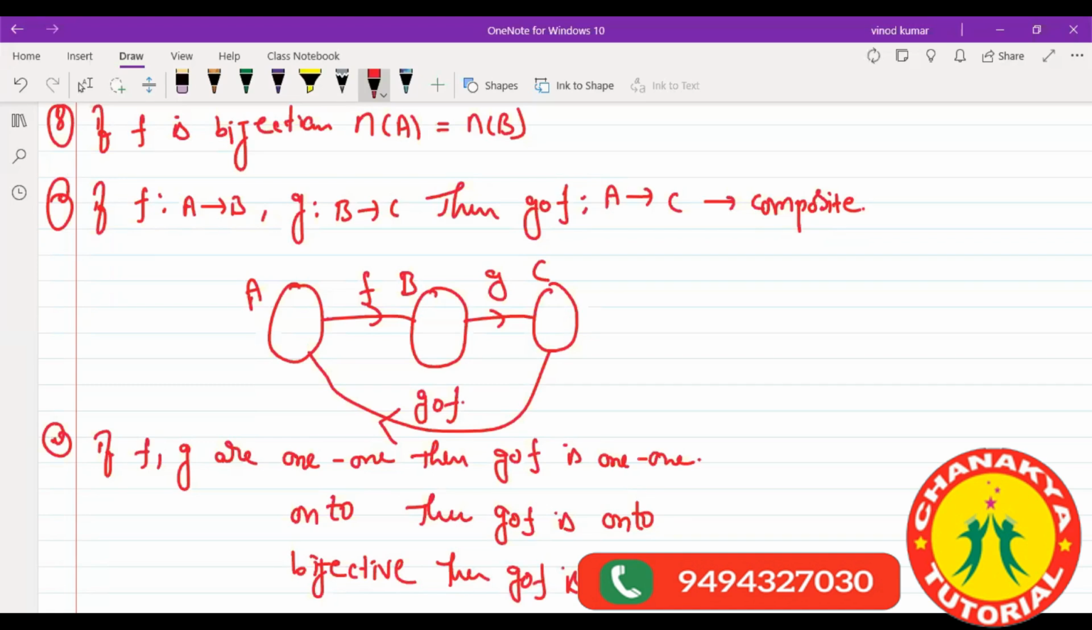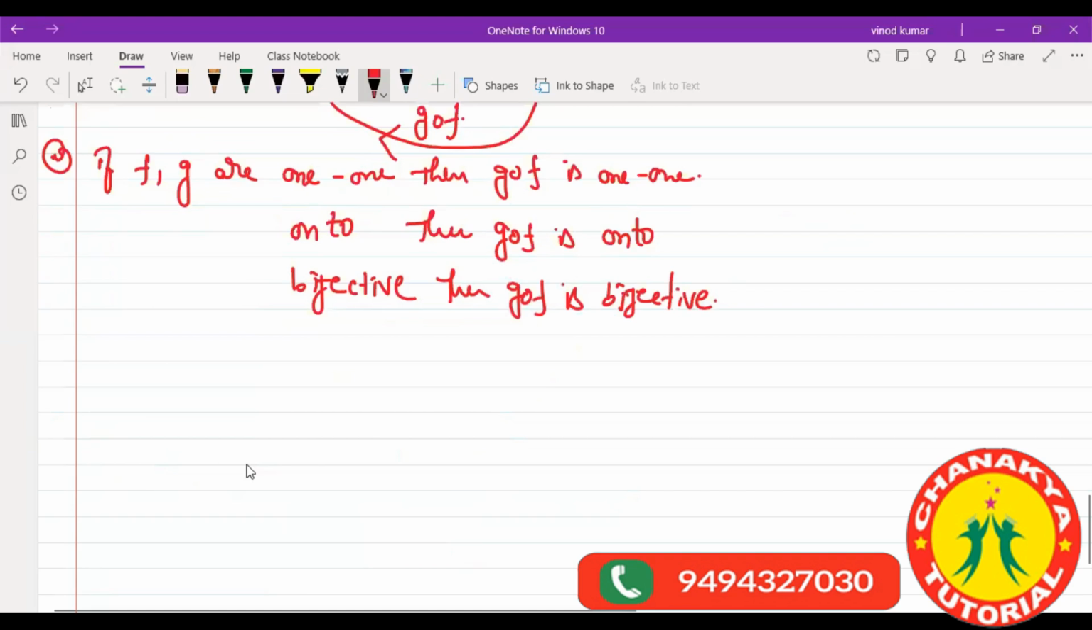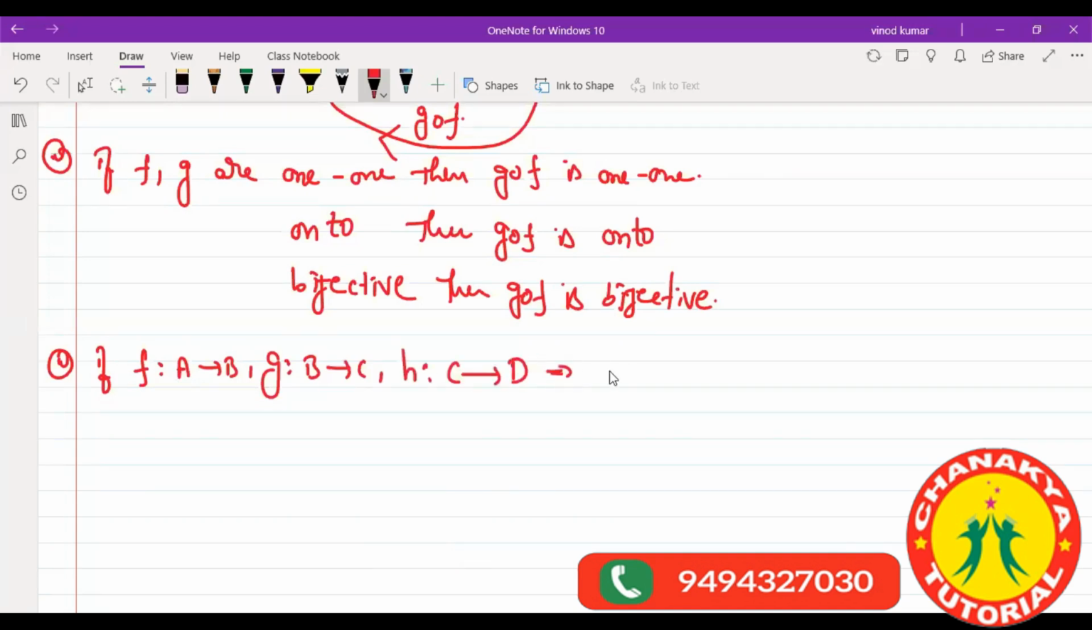And now here, when we are taking three functions f, g, h, if f maps A to B, g maps B to C, h maps C to D, that time the composite function is h circle g circle f.